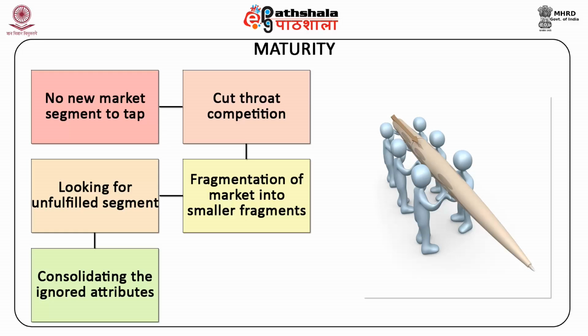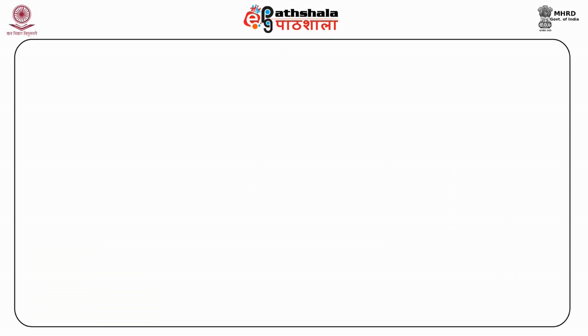Other companies start copying the successful brand and the market again reaches the maturity point. Mature markets keep swinging between fragmentation and consolidation moves of the marketers. The fragmentation is brought about by competition and the consolidation is brought about by innovation.